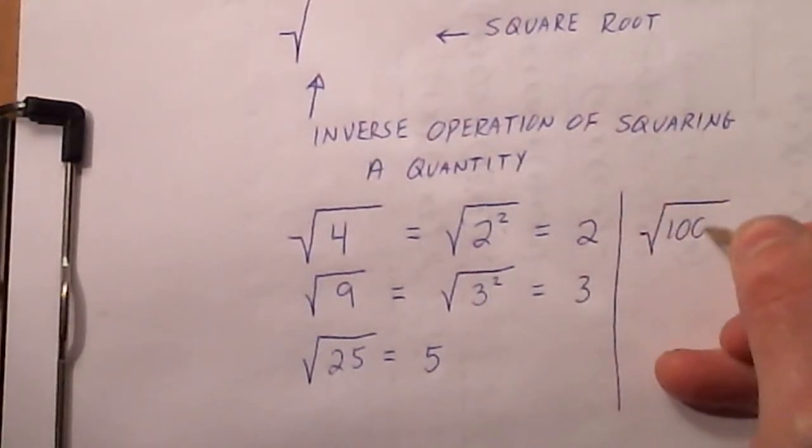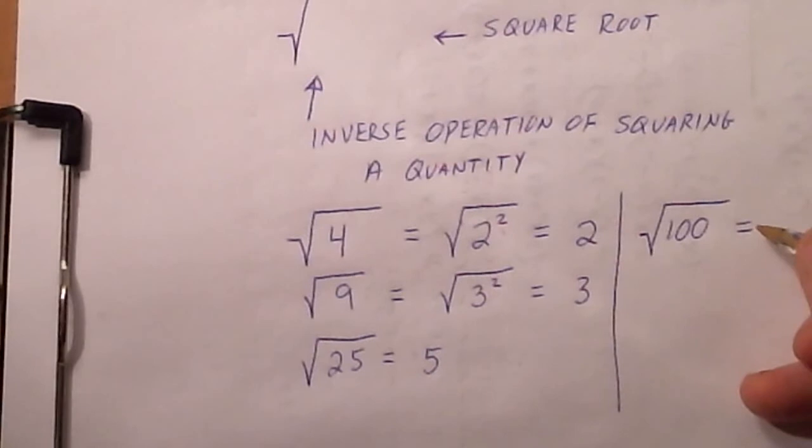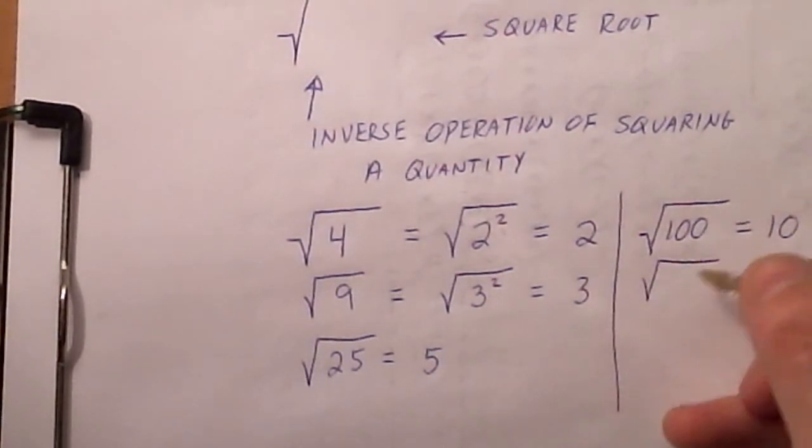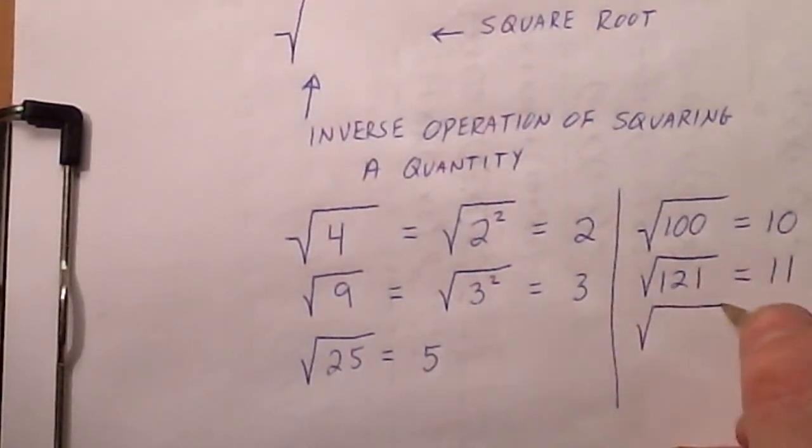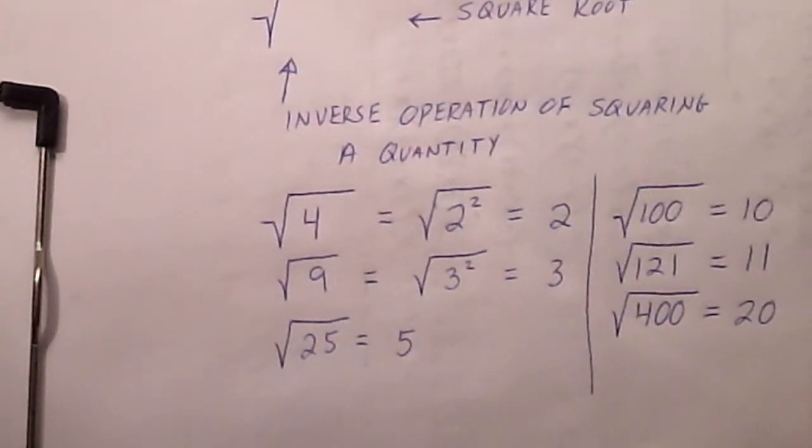The square root of 100 is really the square root of 10 squared, or just 10. The square root of 121 being a perfect square of 11. So the square root of 121 simplifies down to just 11. The square root of 400 simplifies down to just 20. And so, ladies and gentlemen, you're seeing how the square root function works.